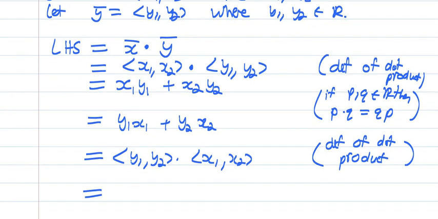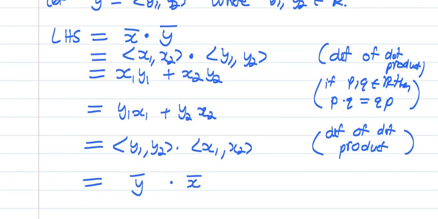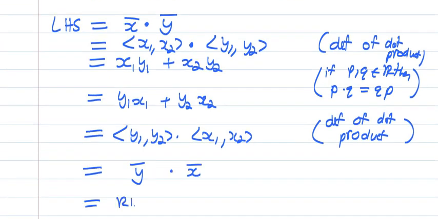Now, if you look at this, it has a name. It's y dot x, and that is equal to the right-hand side. And we're done.